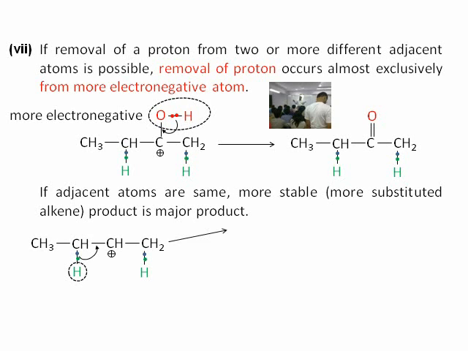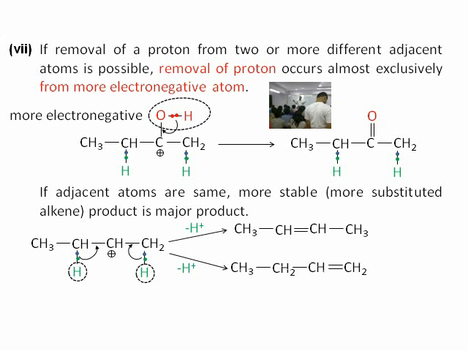So when H plus is removed from the carbon on the left side, we will get this alkene. This is 2-butene actually. If we remove H plus from the carbon of the right side, those electrons will form pi bond. After the removal of H plus, we will get 1-butene. Out of these two products, upper product, which is 2-butene, that is more stable because of more number of hyperconjugation. More substituted alkene is more stable. So that product which is more stable will be major product.